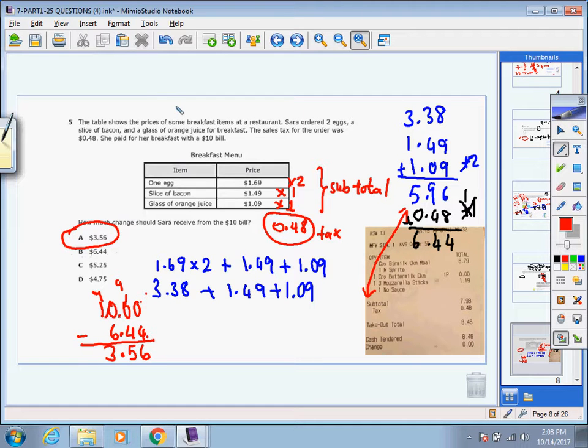For this kind of question, be careful about what was on your list. What is the order amount? She ordered 2 eggs, 1 slice of bacon, and 1 orange juice. You put it as multiplication on your chart. Do the calculation accordingly, which is here.